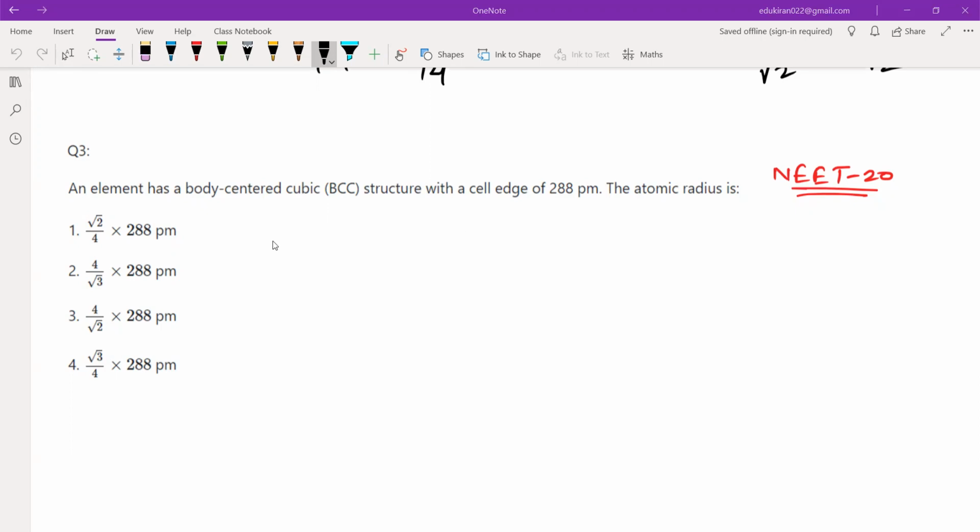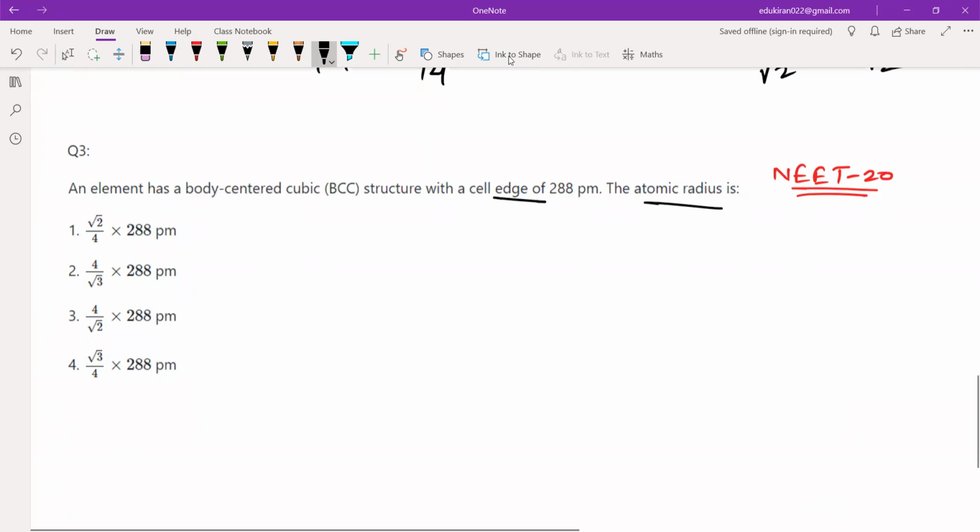I'm here. I'm here. Okay, what happened? You did not answer. A little bit slow calculation. Wait, I'll answer. No, why slow? There is nothing to do in this. You tell me, what is the relationship between the edge length and the radius of the body centered cubic? What is the relationship?